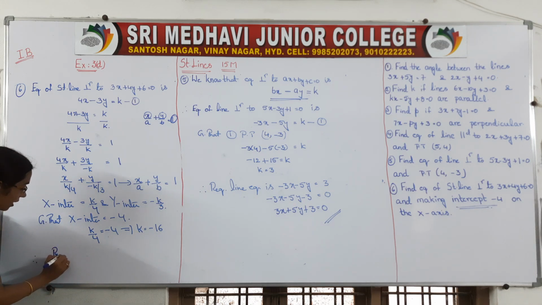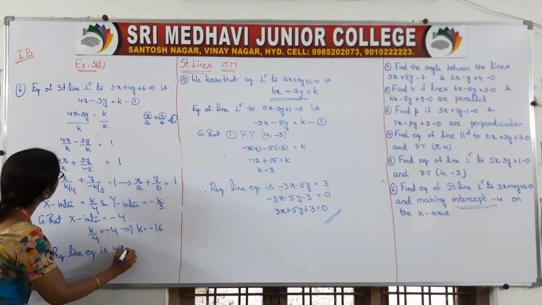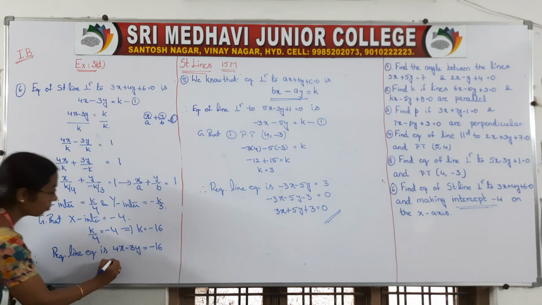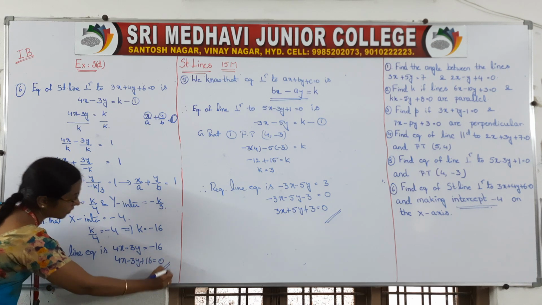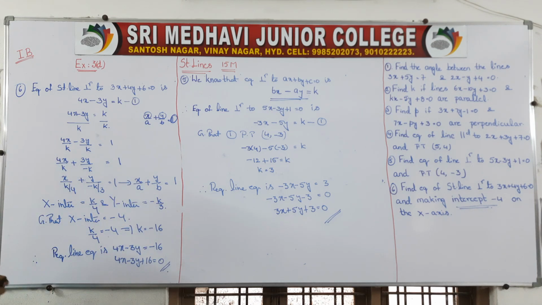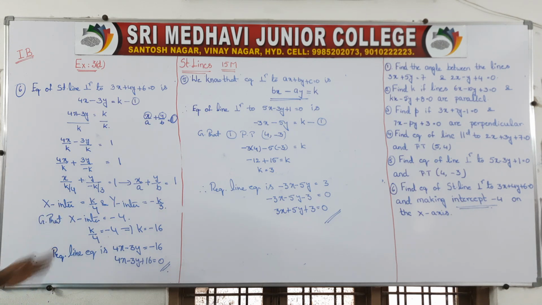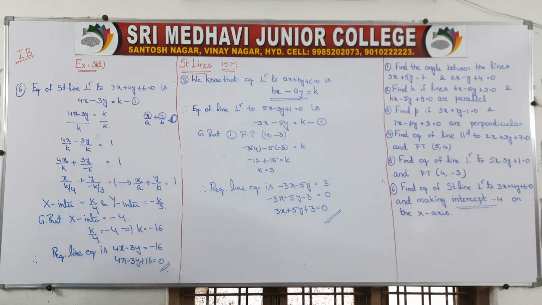Therefore, what is the required line equation? From 1, it is 4x minus 3y is equal to k, so k is minus 16. So 4x minus 3y plus 16 is equal to 0 is the required line equation. At the end again it is ax plus by plus c is equal to 0. A standard line equation is ax plus by plus c is equal to 0. a, b, c can be positive, negative, or zero. So this is your 6th question.